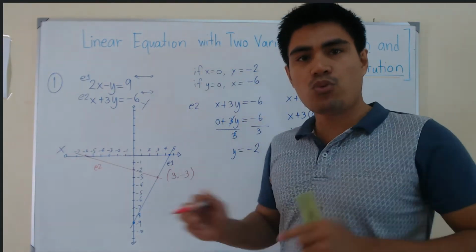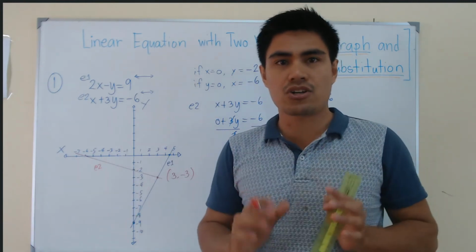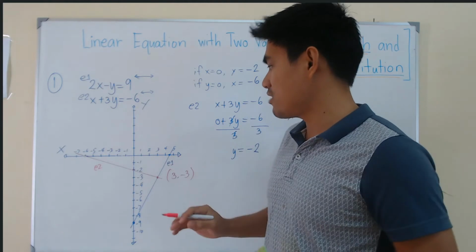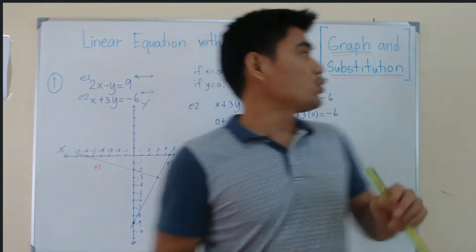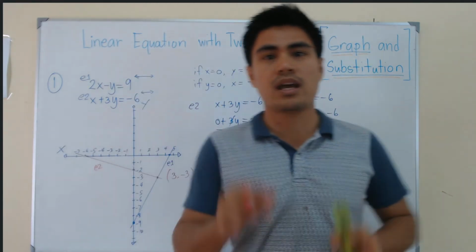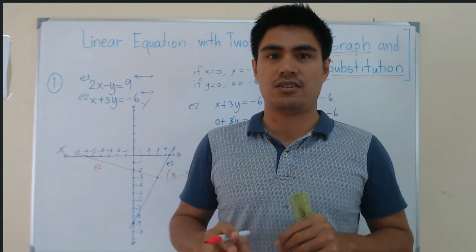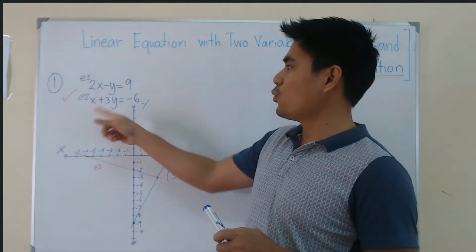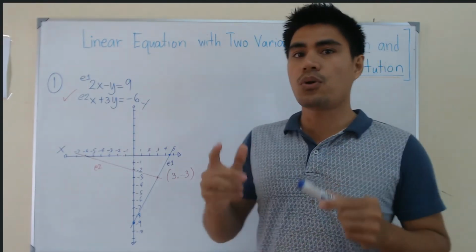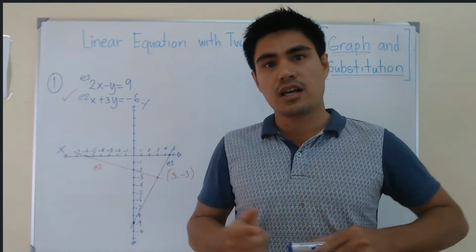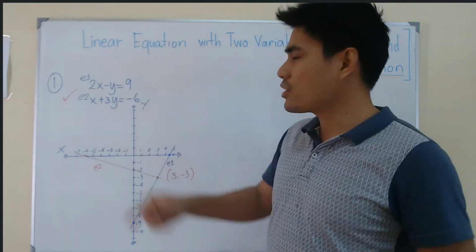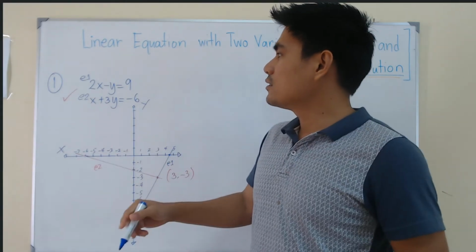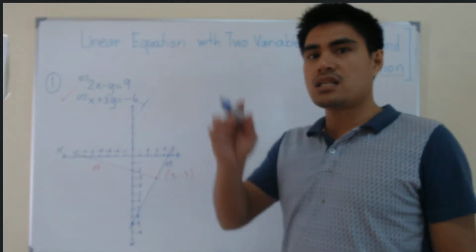So the problem with this method is it is not accurate. If there is a decimal point, we can't tell because it's a graph. But using the substitution method, we can have the accurate answer. Let's try it. What we're going to do is choose one equation and then transpose it to isolate either x or y and then substitute it into the other equation. So I think equation number 2 is easier.